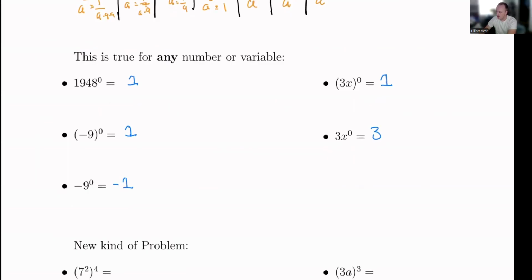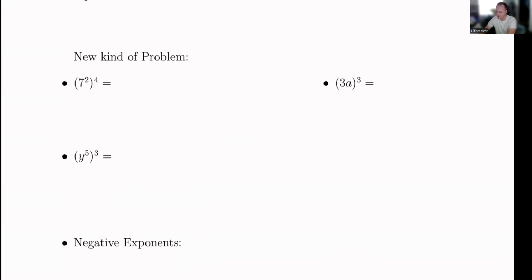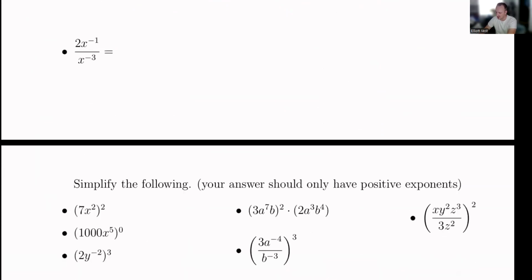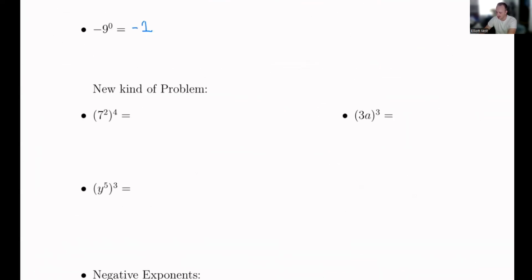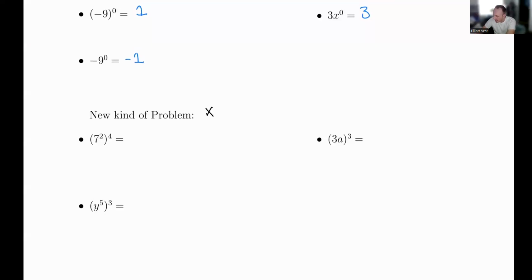Okay, so let's do this new kind of problem here. This will be the last problems for this video. We'll do the negative exponent stuff later, I think, in another video. So a new kind of problem is when you have x to an a power to the b power. So you have an exponent as your base, and then you have another exponent on top. It's like a stacking of exponents. They're like nested inside of each other.